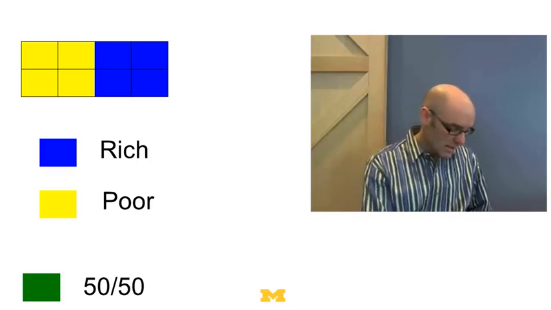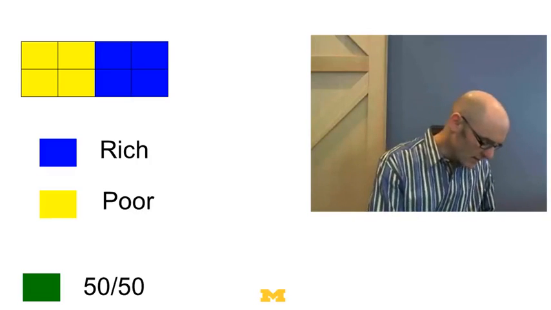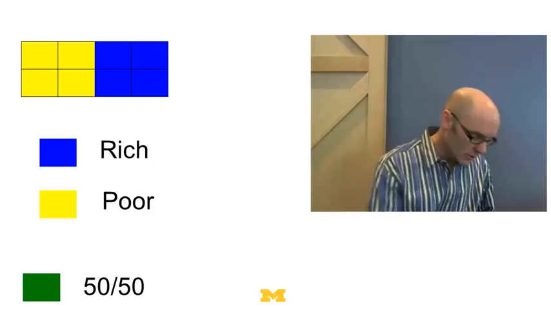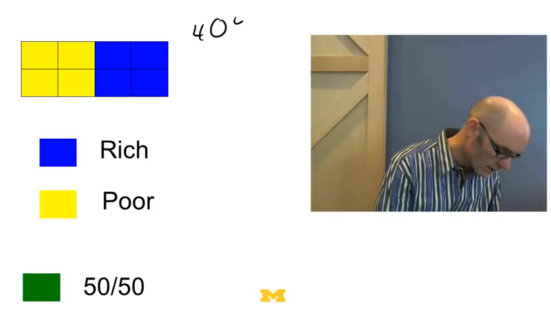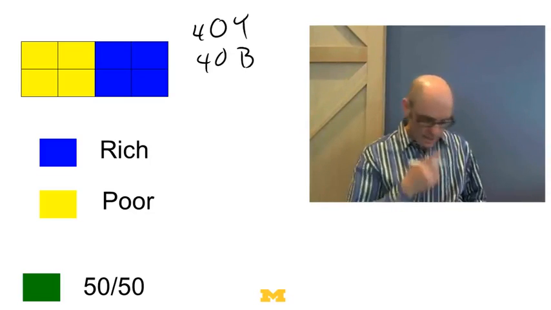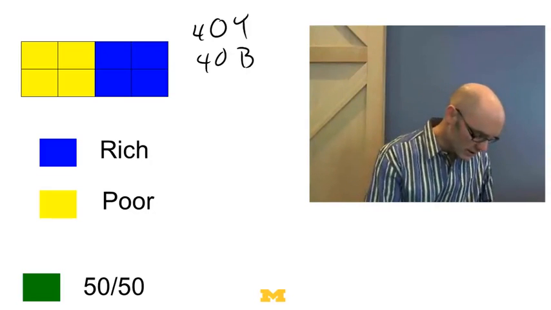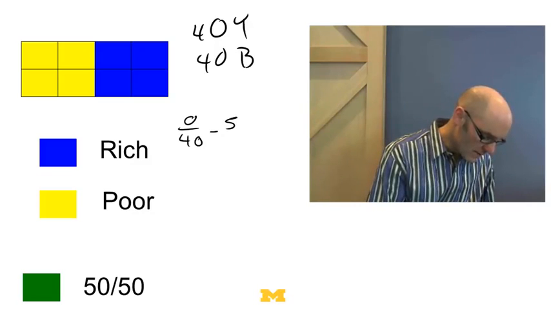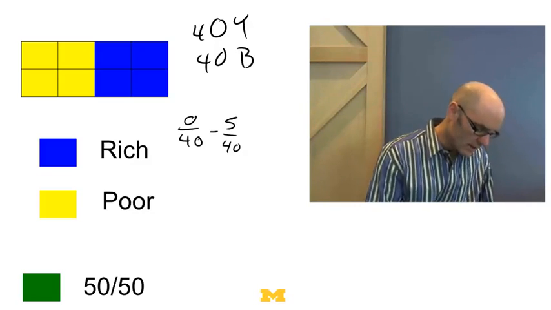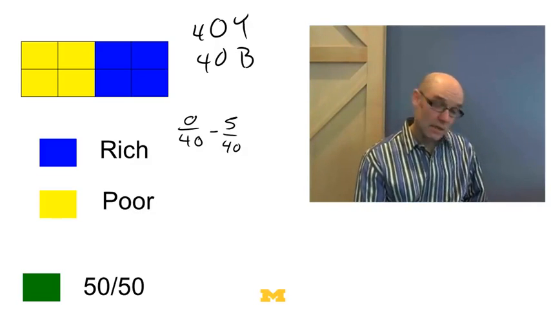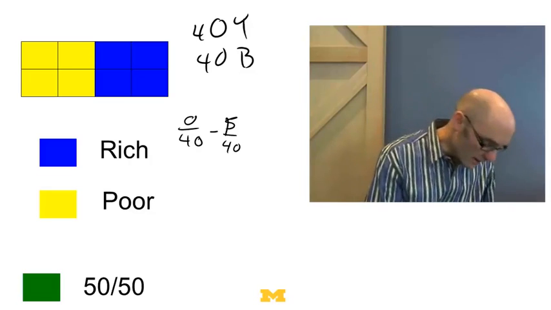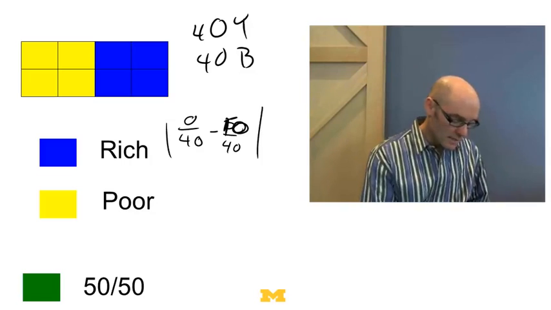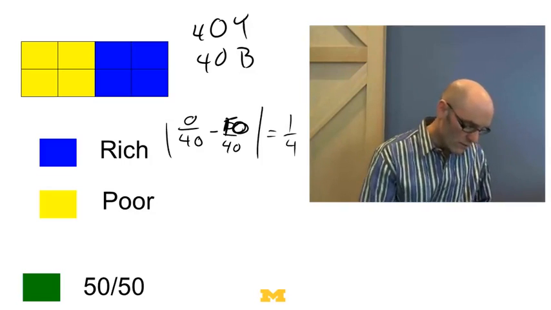Now I've got this case where 4 are all yellow and 4 are all blue. Once again, I've got 40 yellow and 40 blue. But now I've got to think, for each one of these yellow districts, what do I have? I've got 0 over 40 blue minus, I'm sorry, 10 over 40 yellows, because I've got 10 yellows in each one. So that equals 1/4.